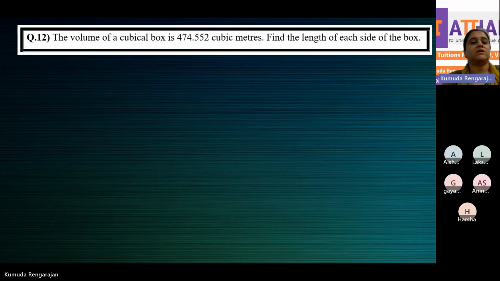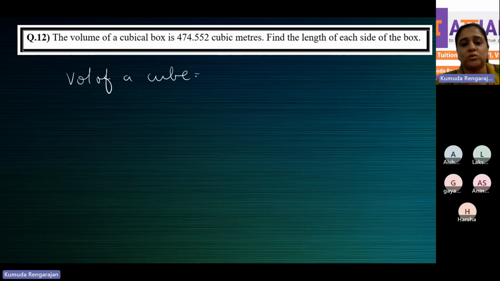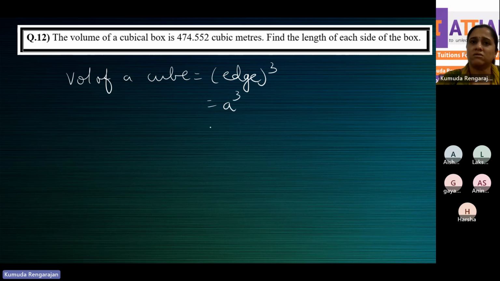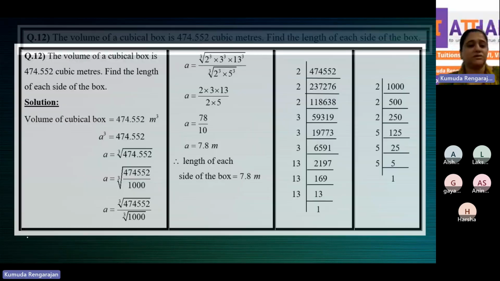Now this is the next one, children. The volume of a cubical box is given to you. You need to find the length of each side of the box. Now the formula to find the volume of a cube: volume of a cube is equal to edge cubed, a cubed. Not side, side is not appropriate, but sometimes if it is side cubed also, it's fine. a cubed. All right. So see here.